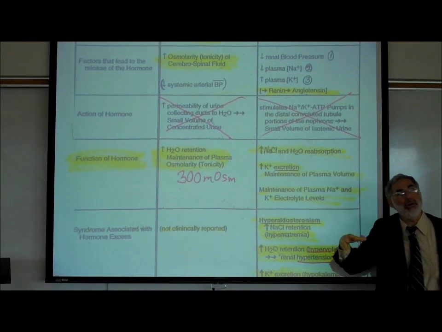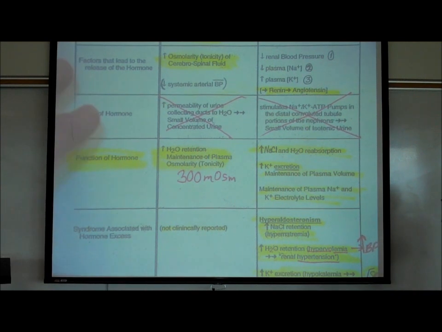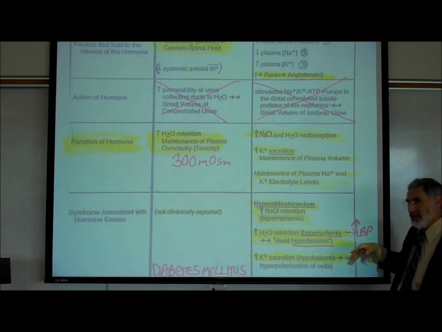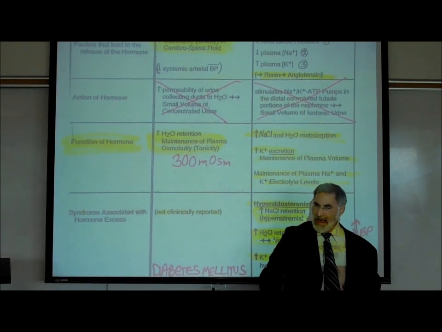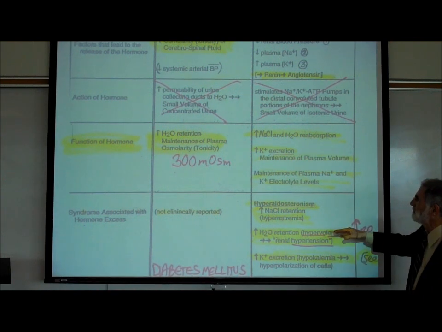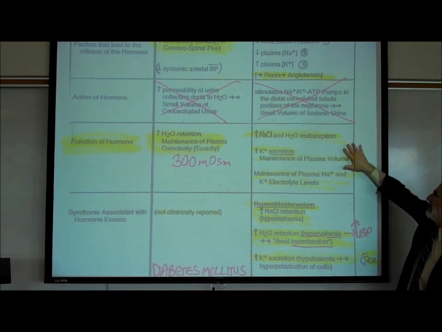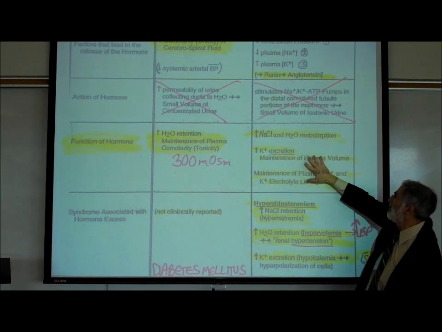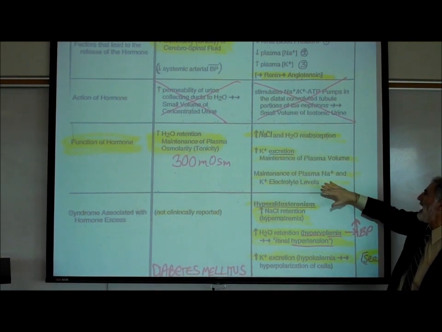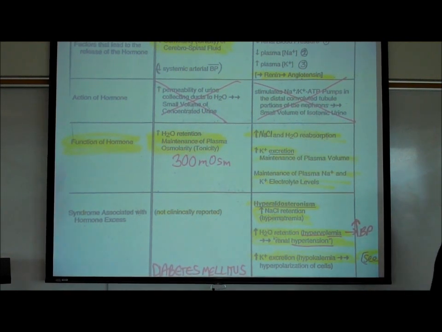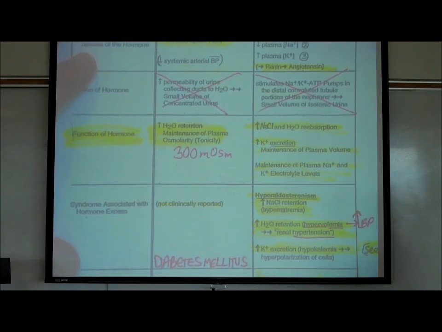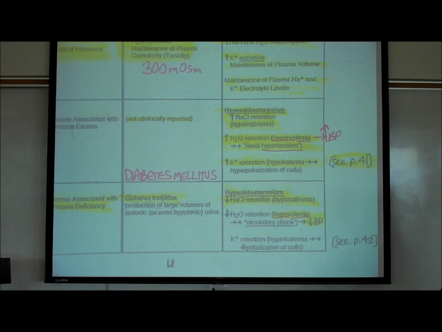That's just causing you to retain more salt and water, isotonic fluid. And also, aldosterone increases potassium excretion, the elimination of potassium out of the bloodstream into the urine. So its job, basically, is to maintain the blood volume and blood pressure and to maintain plasma sodium and potassium electrolyte levels. And just before the break, let me mention these conditions.